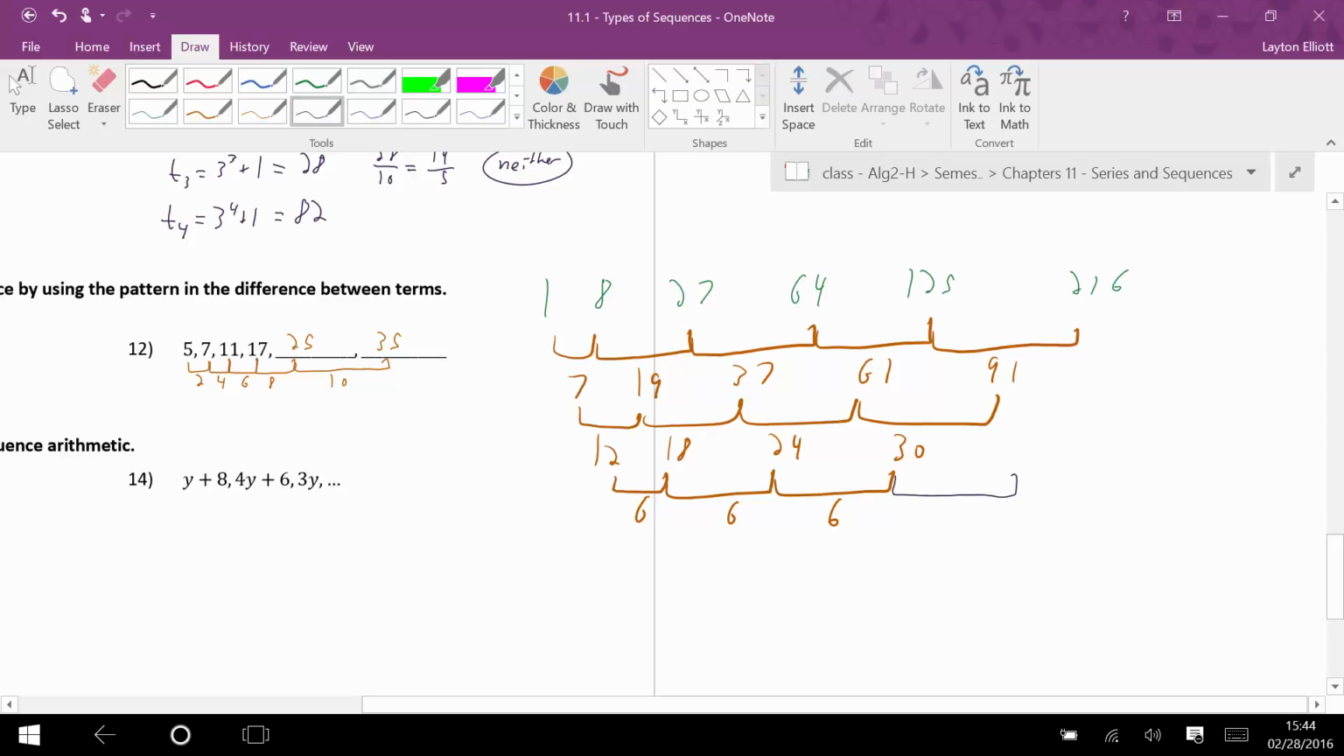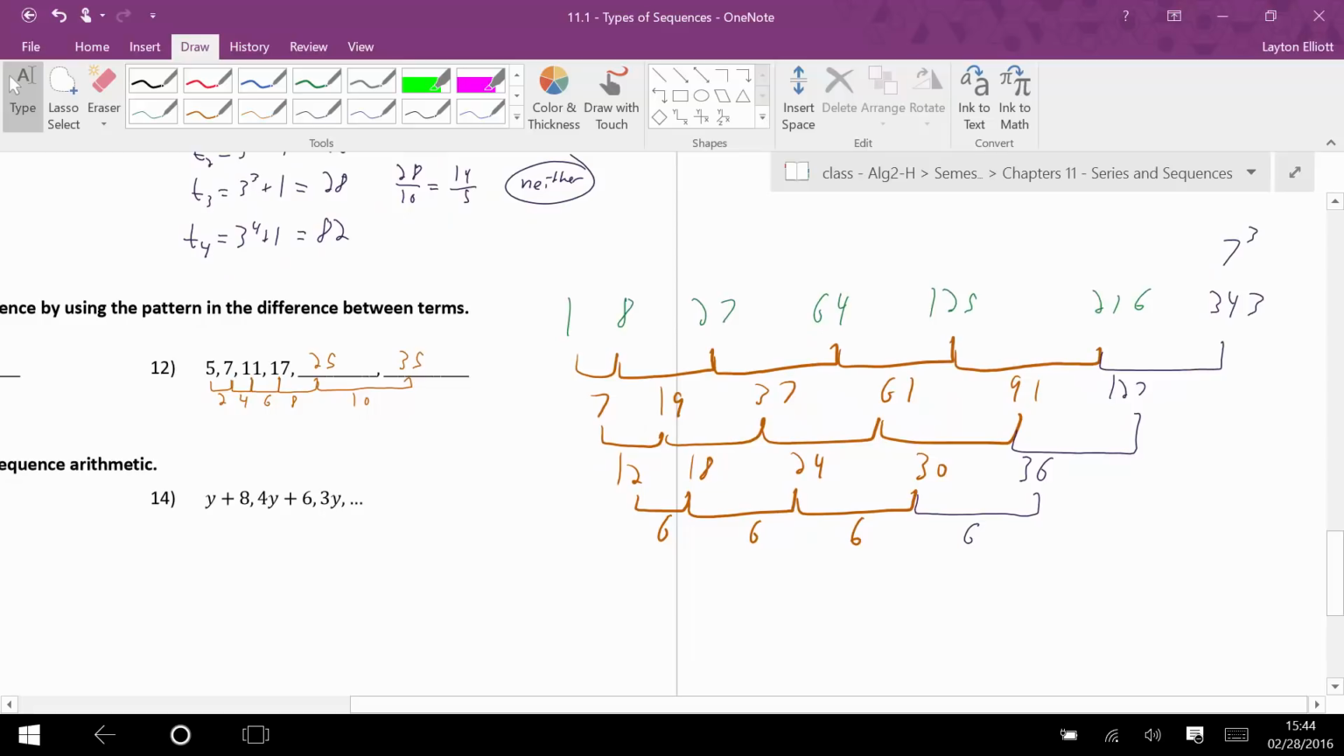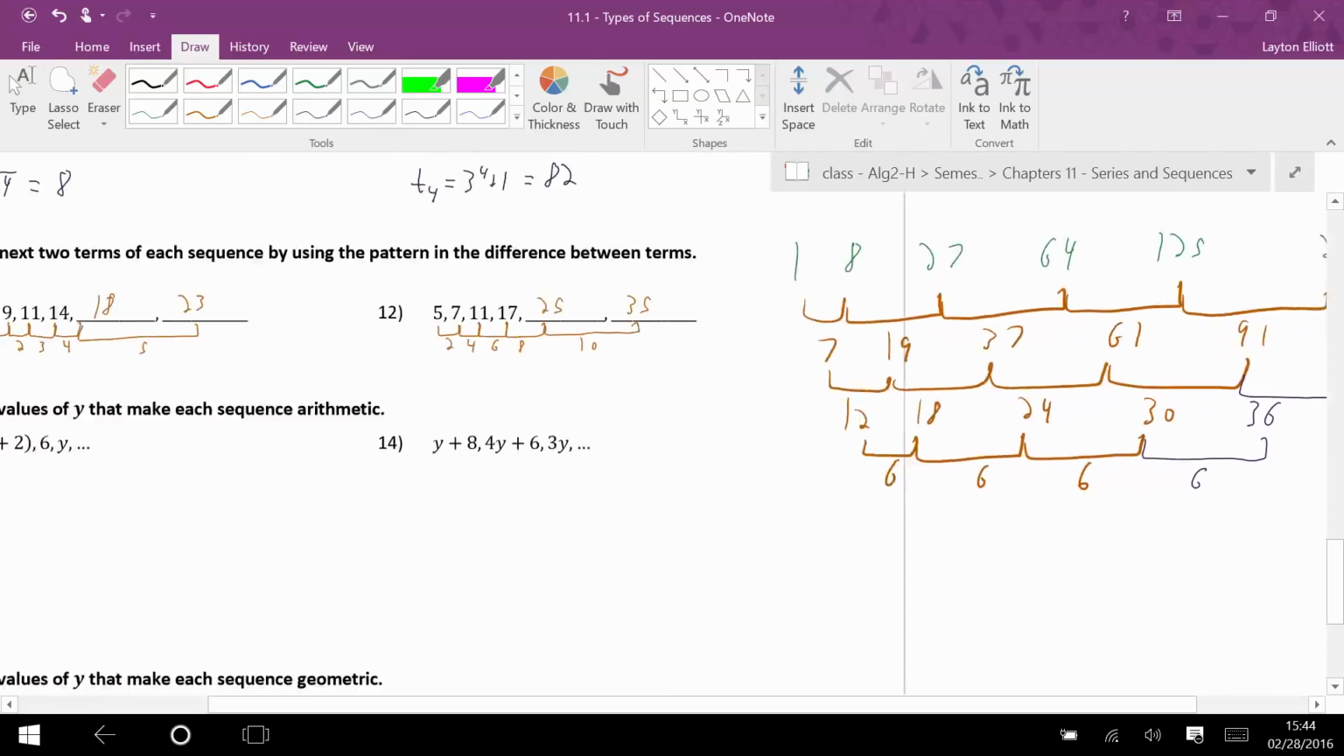So I need another 6 here to get to 36. I'm going to use that to get to the next one. So 91 plus 36 is 127. And I'm going to add 127 to 216, and I get 343. And in fact, 343 is 7 to the 3rd power. So it's kind of a neat result, this idea of differences between differences.